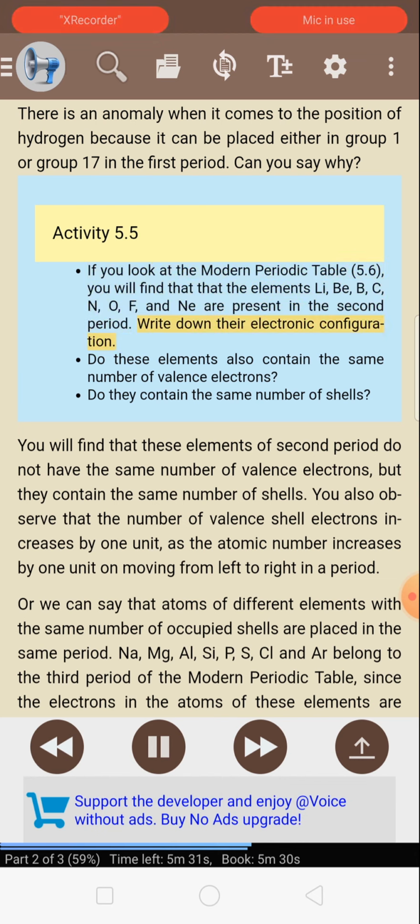Each period marks a new electronic shell getting filled. How many elements are there in the first, second, third, and fourth periods? We can explain the number of elements in these periods based on how electrons are filled into various shells. You will study the details of this in higher classes. Recall that the maximum number of electrons that can be accommodated in a shell depends on the formula 2n², where n is the number of the given shell from the nucleus.